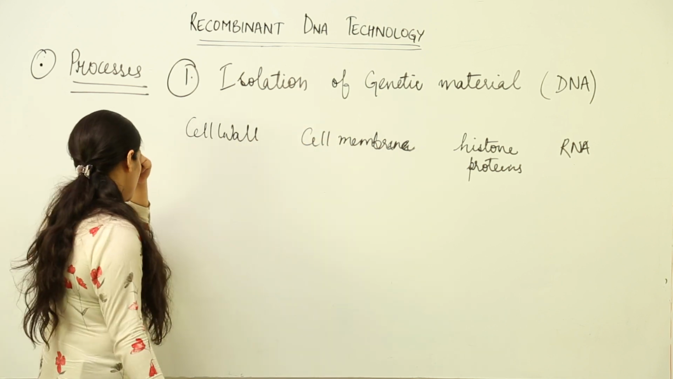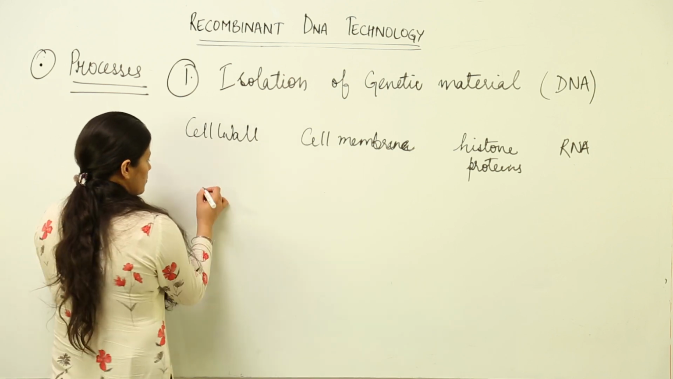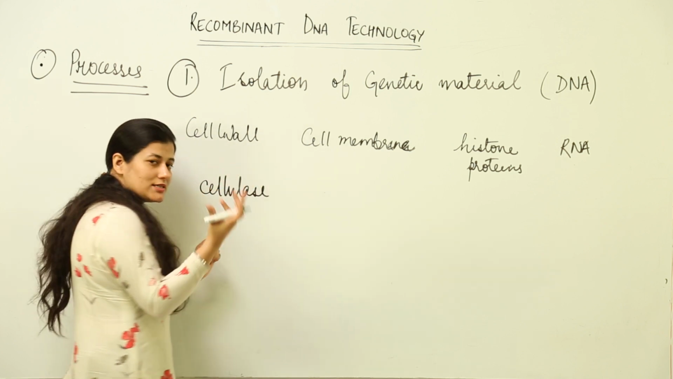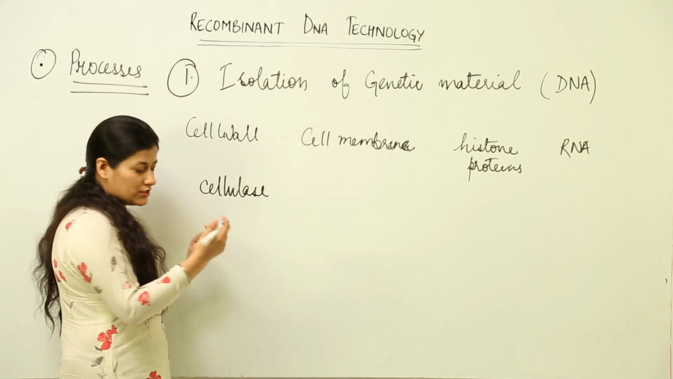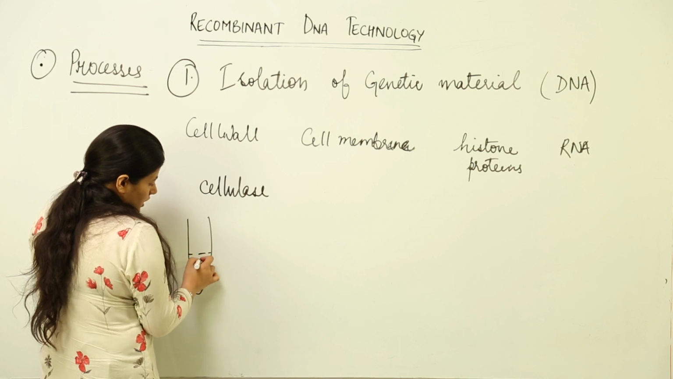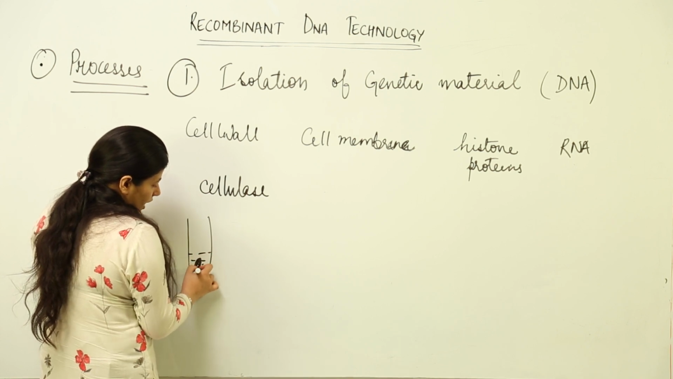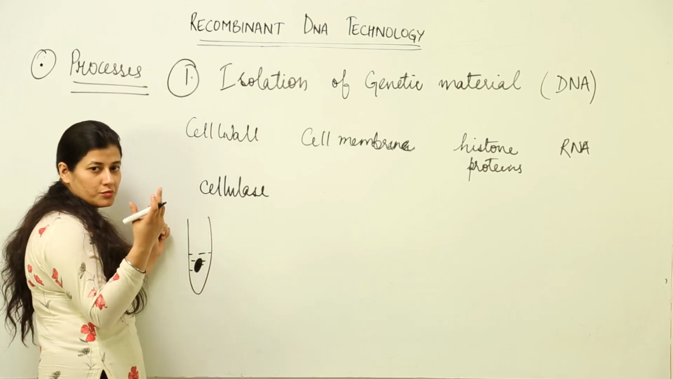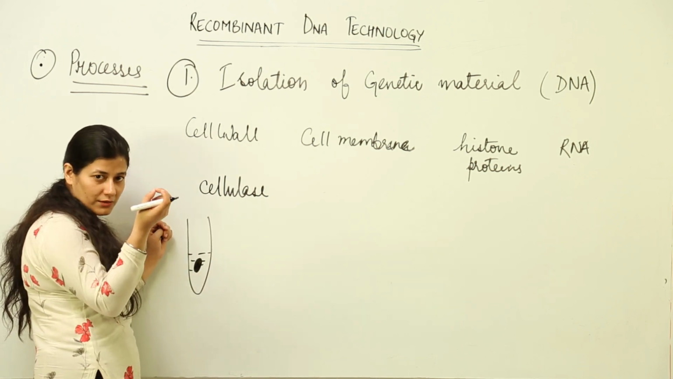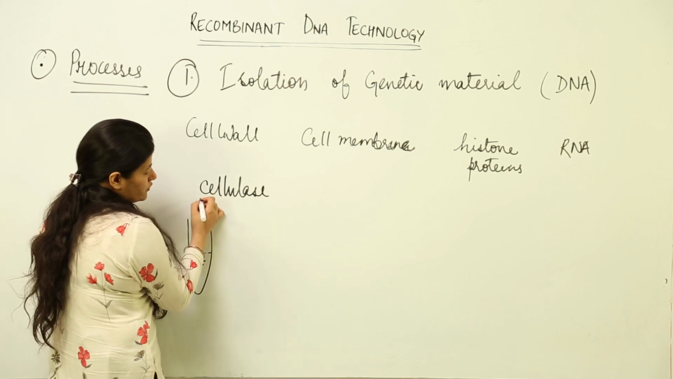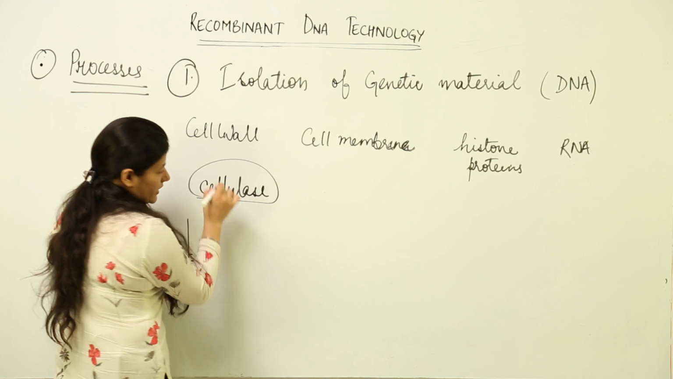Now supposedly if it is a cell wall, you have to use cellulase. Take the cells from where you have to extract the genes. They are taken in the test tube. Supposedly this is the test tube. Supposedly you have to extract some gene which belongs to a plant cell. So you are going to take the plant extract and put it in the test tube. What all you have to add? You have to add cellulase.